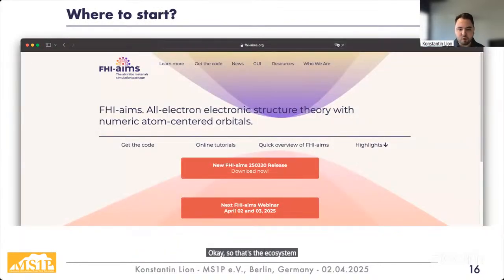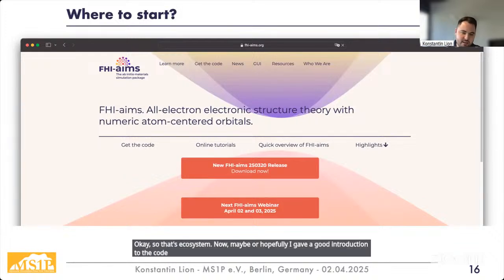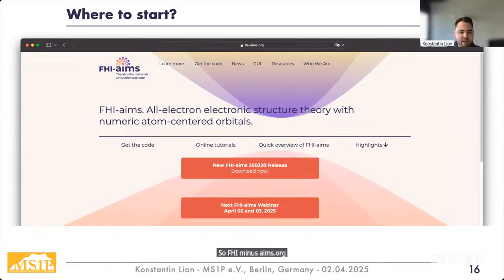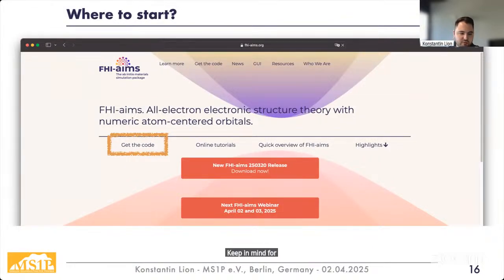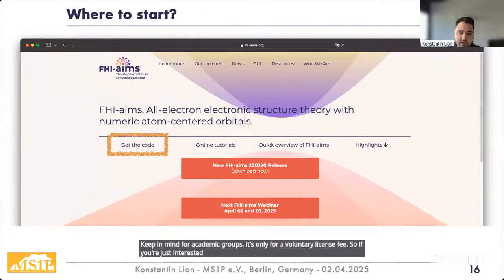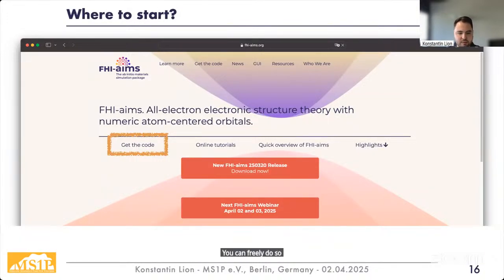Now, hopefully I gave a good introduction to the code, and maybe you're interested in getting some more information, maybe trying out the code. There I would really suggest to go to our website, FHI-aims.org. Here you have the option to click on the Get the Code page. This will give you all the details if you're interested in how to get the code. Keep in mind for academic groups, it's only a voluntary license fee. So if you're just interested in contributing, you can freely do so. Just go to the website to see.